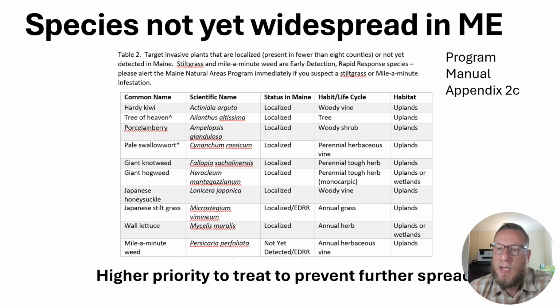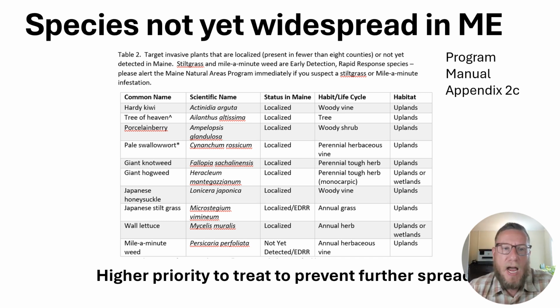So these might be a higher priority than something that's widespread or that we might see in all of the counties of the state. And then even more of a priority, we'll see this early detection rapid response, and that is where we only have a handful of isolated populations in 1 or 2 counties, and we really want to eliminate this species from our state.